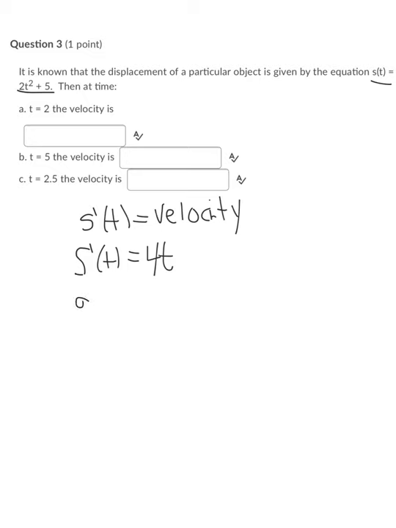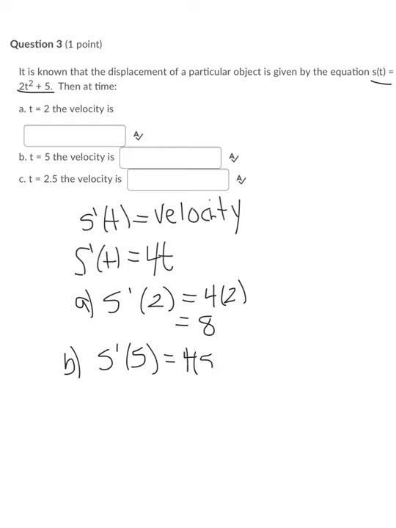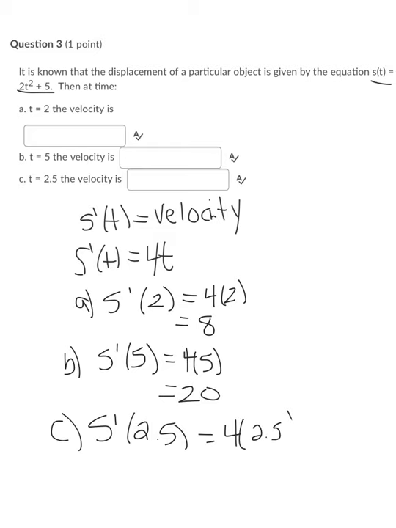So for part A, I'm trying to find the velocity at a time of t equals 2. So s prime of 2 is equal to 4 times 2, which is equal to 8. For B, I want to find the velocity when time is 5. So s prime of 5 is equal to 4 times 5, so 20. And then C says when the time is 2.5. So s prime of 2.5 is equal to 4 times 2.5, which is equal to 10.